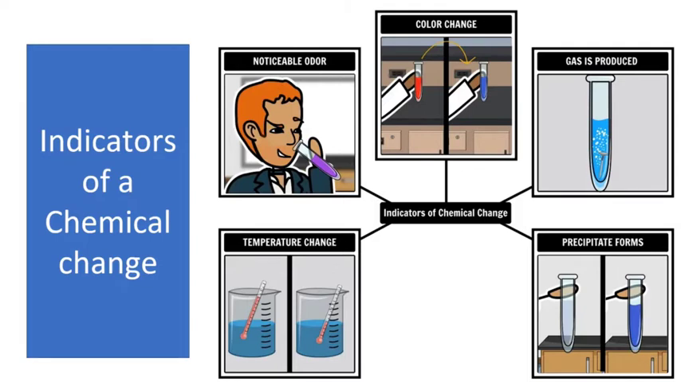Still confused? That how to predict if the change is physical or chemical? Are there any indicators? So yes, for a chemical change, the first indicator can be a noticeable odor. If there is some different kind of odor coming out of the reaction, then it means that it is a chemical reaction. Another change can be a color change.